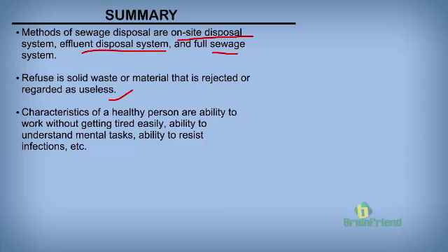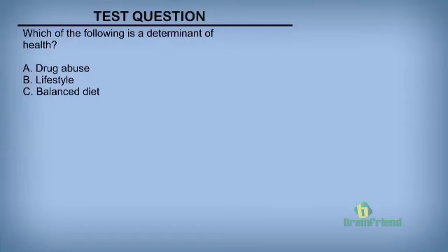Then we mention some characteristics of healthy persons. We say that they have the ability to walk without getting tired. They have the ability to understand mental tasks. They have the ability to resist infections, amongst others. With this, we'll take a quick test so that we can know how much we have learned today. Which of the following is a determinant of health? A, drug abuse. B, lifestyle. C, balanced diet.